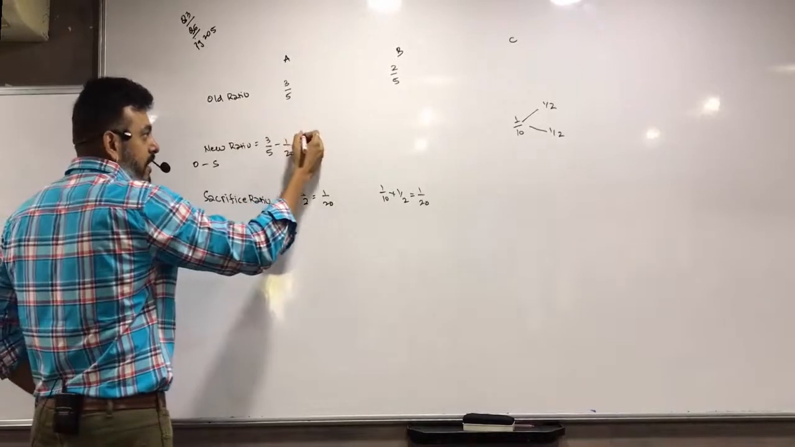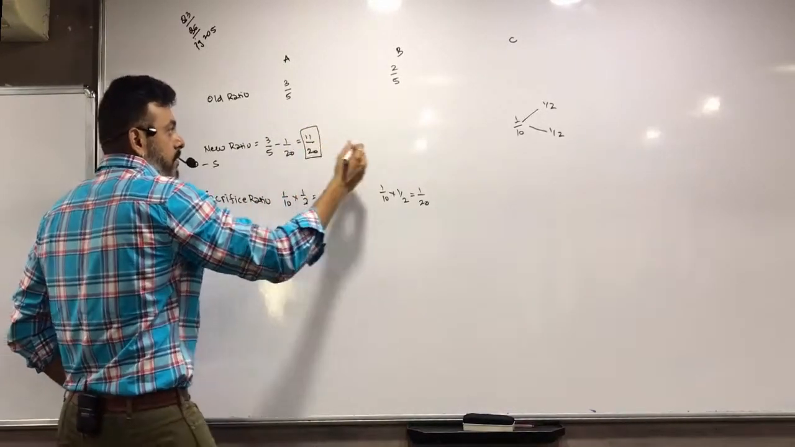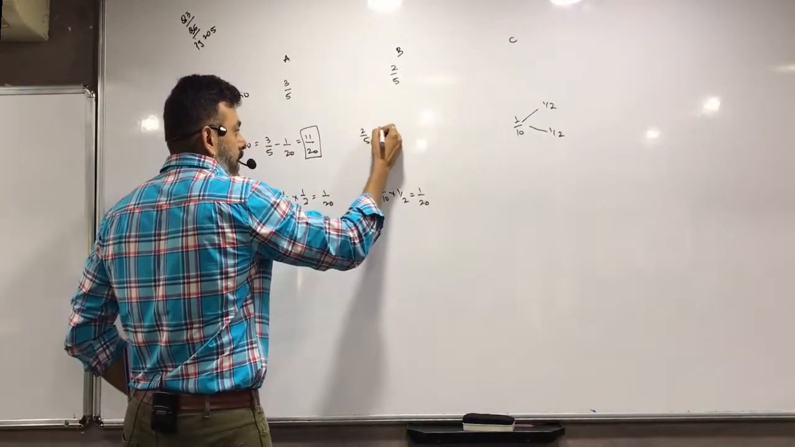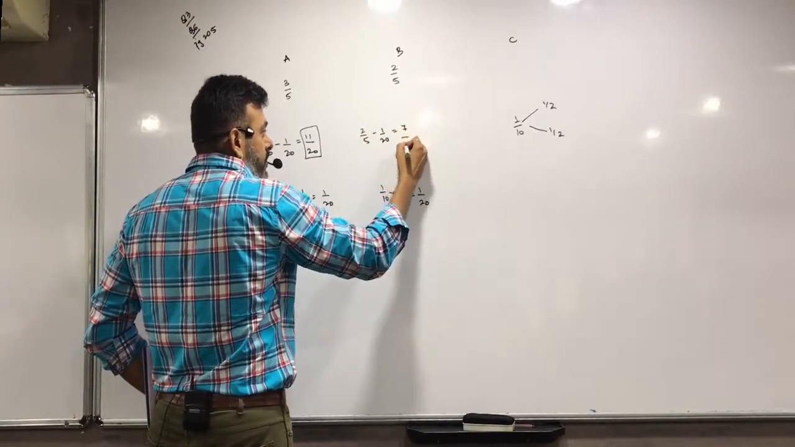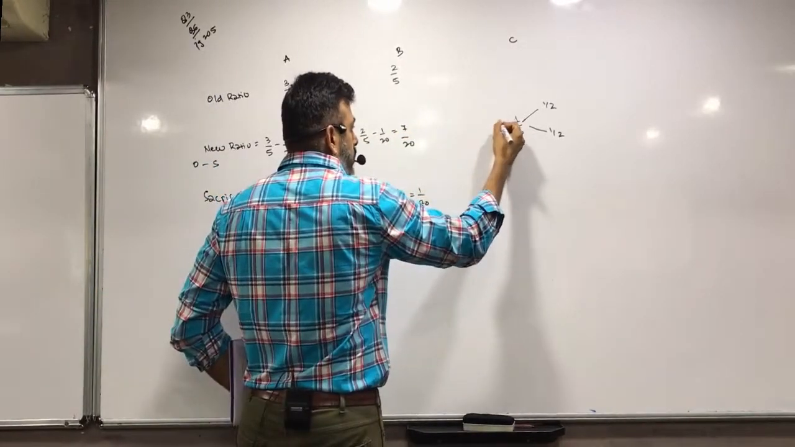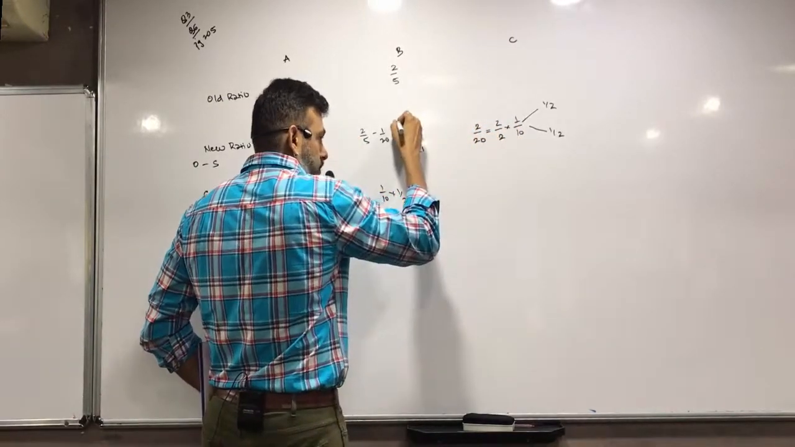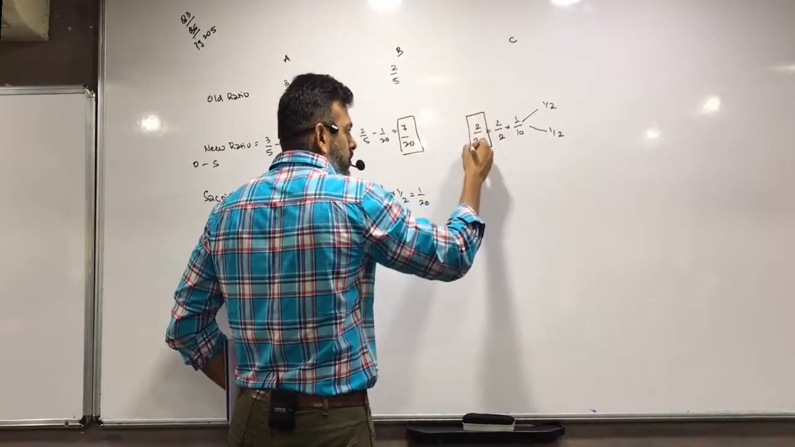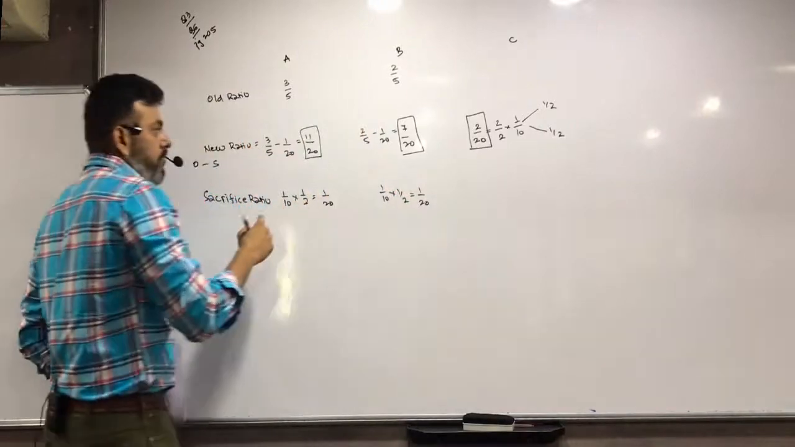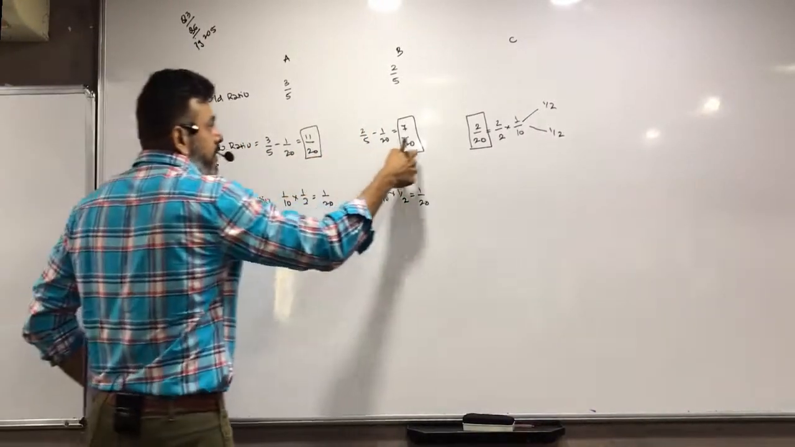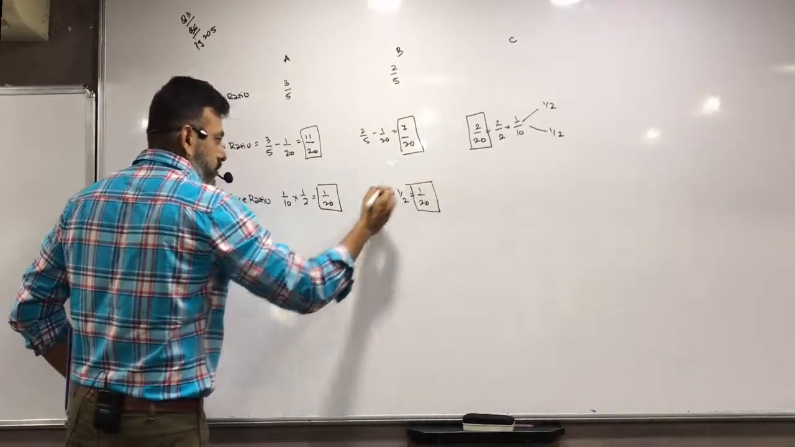3/5 minus 1/20. 20 is the LCM. 5 4s are 20, 4 3s are 12 minus 1, 11/20. Then 2/5 minus 1/20. 4 2s are 8, minus 1, 7/20, and here into 2/2, which is 2/20. So the new ratio is 11:7:2, and sacrifice ratio is 1:1.